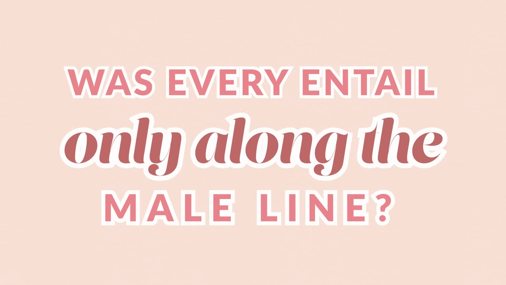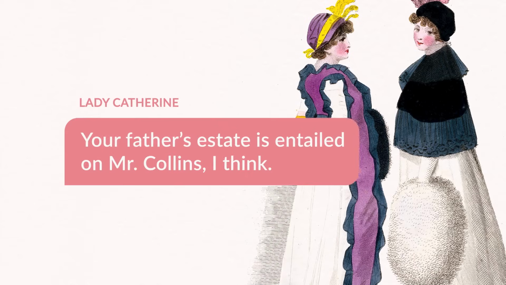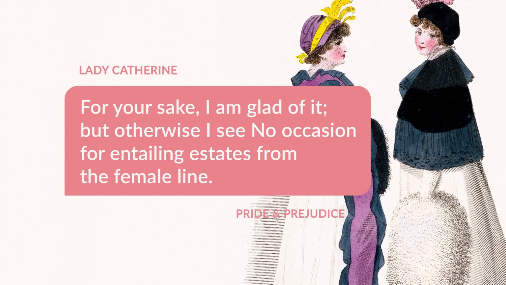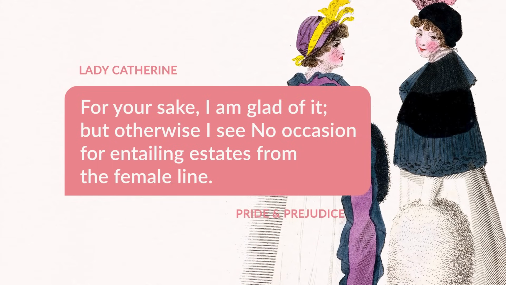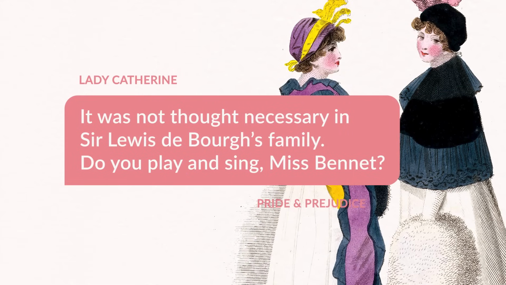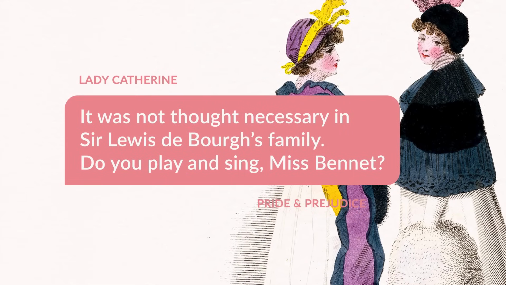Another question is, was every entail only along the male line? The answer is no. There were plenty of female heiresses that were set to inherit. One of them in Pride and Prejudice is Anne de Bourgh, Lady Catherine's daughter. In fact, let's look at a quote from Lady Catherine about this. She's talking to Elizabeth Bennet, and Charlotte Lucas is right there. And this is what she says. "Your father's estate is entailed on Mr. Collins, I think. For your sake, turning to Charlotte, I am glad of it. But otherwise, I see no occasion for entailing estates from the female line. It was not thought necessary in Sir Louis de Bourgh's family. Do you play and sing, Miss Bennet?"